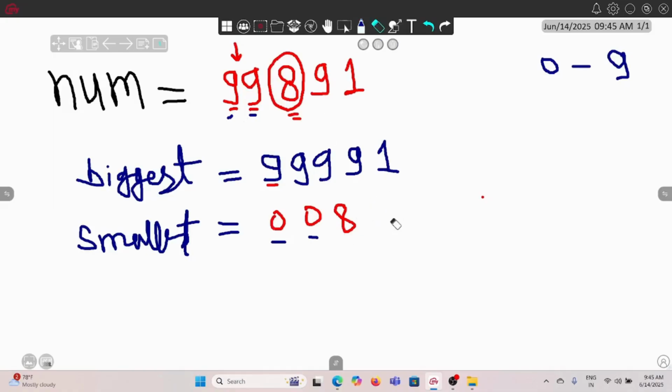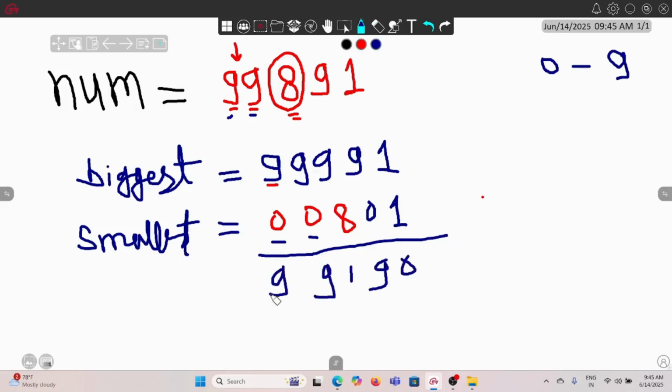So 0, we will see it like this, 0, and this is 1 itself, so keep it 1. Now we can get the difference. Whatever difference comes, that would be our answer. So it would be here, it would be 0, this would be 9, this would be 1, and 9 and 9. This should be our answer in this case.